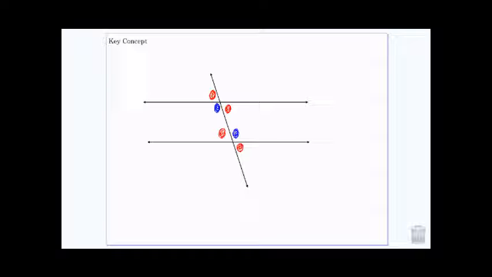Those are my alternate exterior angles on one side, and then this angle is the same as that angle, and this angle is the same as that angle, and these are my alternate exterior angles on the other side. So I end up with, out of 8 angles, only 2 angle measures. And it makes a checkerboard pattern, so I have red, blue, blue, red, and so on.